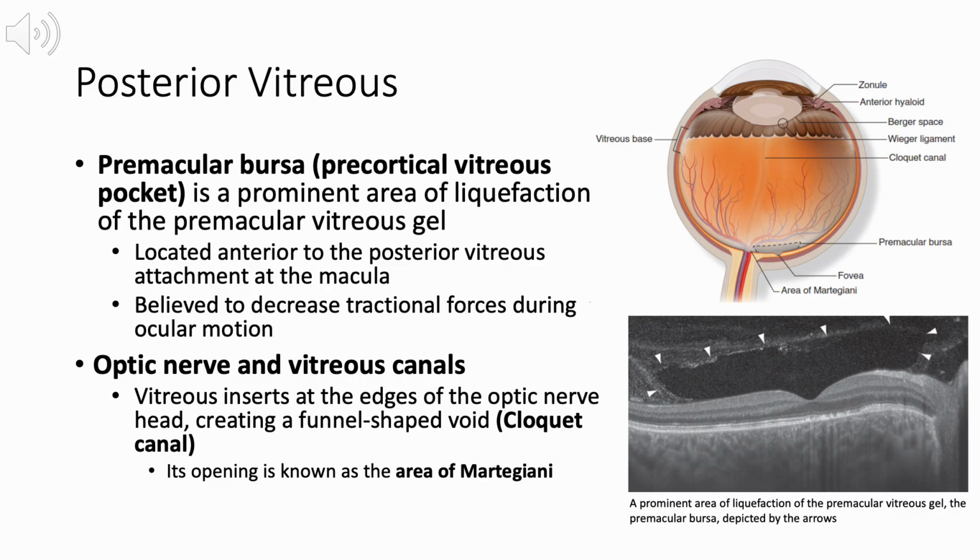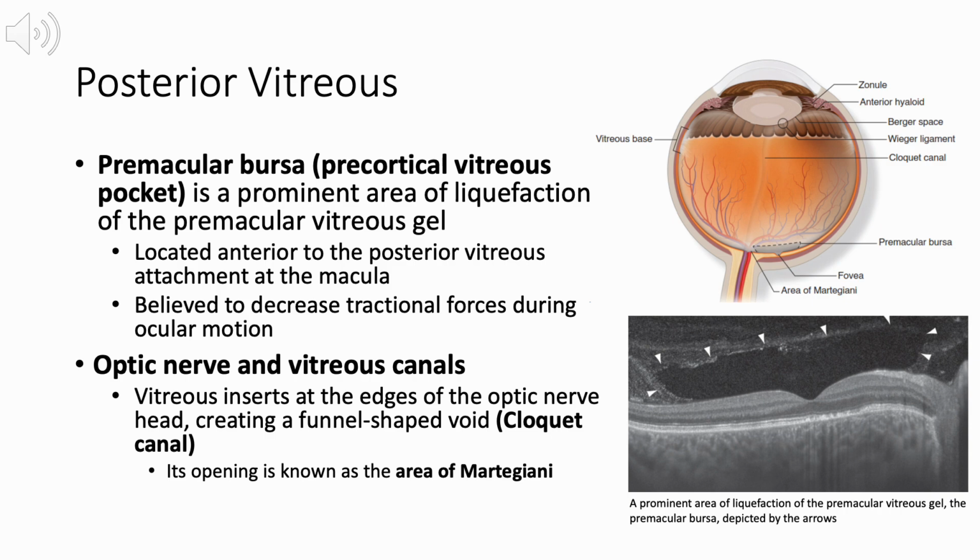The vitreous inserts at the edges of the optic nerve head, creating a funnel-shaped void known as the Cloquet canal. The opening of this canal at the optic nerve head is referred to as the area of Martegiani. The schematic figure on the right provides a sagittal cross-sectional illustration of the eye to contextualize these anatomic features.